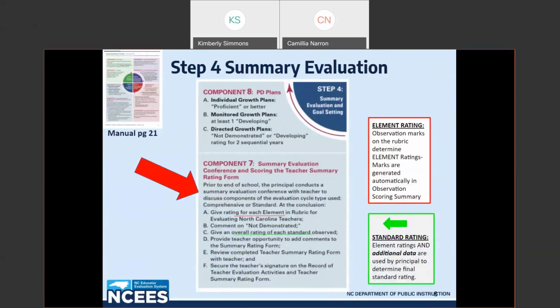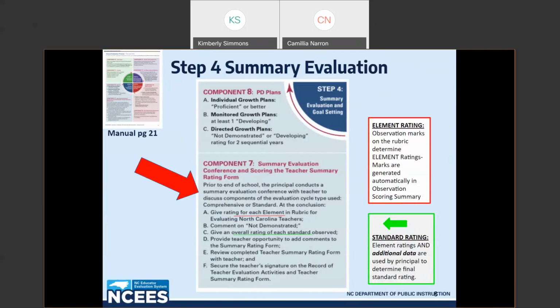So let's look closely at component 7, the summary evaluation conference and scoring the teacher summary rating form. Prior to the end of the school year, the principal conducts a summary evaluation conference with the teacher to discuss the components of the evaluation cycle type used, comprehensive or standard. And at the conclusion, we do these things.